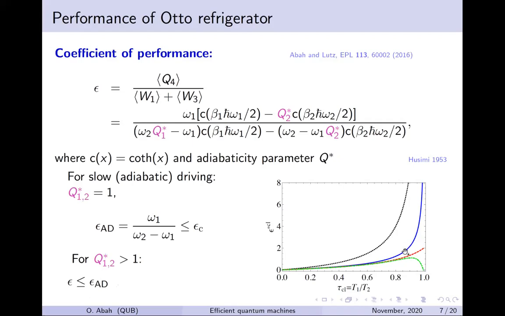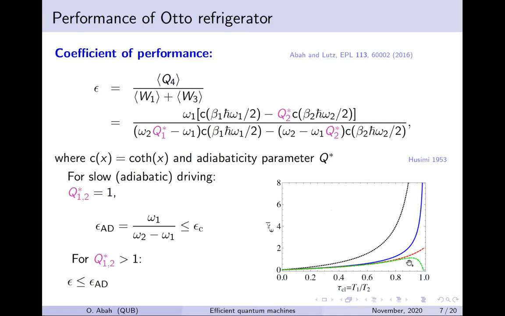You can see the blue line is the coefficient of performance at the maximum figure of merit. And then the dotted dark line is the Carnot coefficient of performance. That's the maximum you can achieve at zero power. And the red and the green ones are when you now start to drive this in a finite time. So you have some non-adiabatic effect, and then you see that the performance reduces.